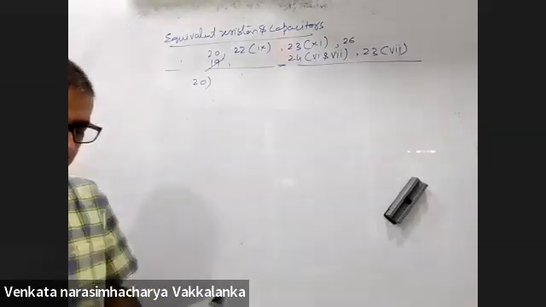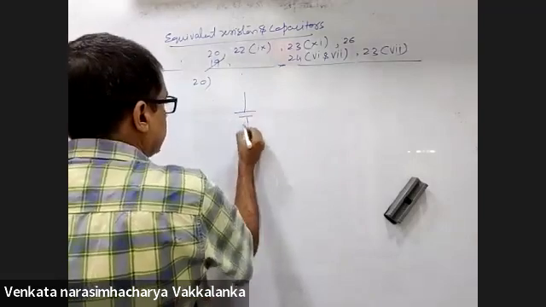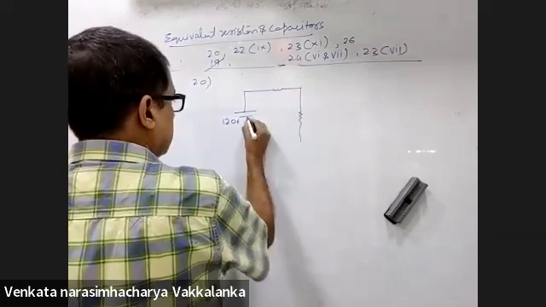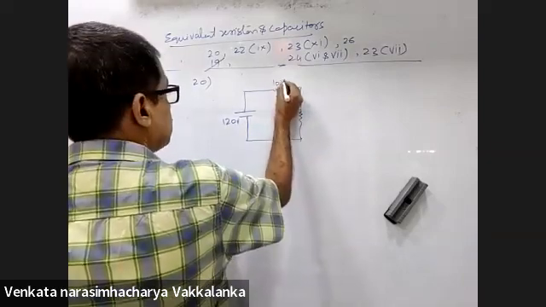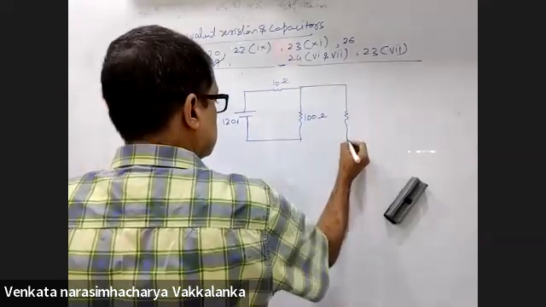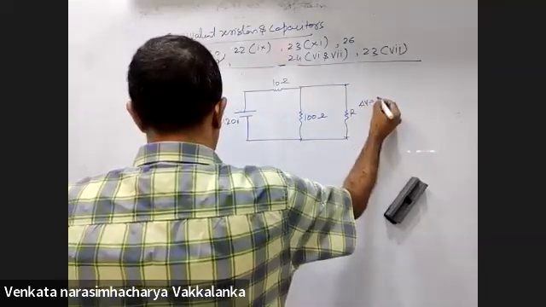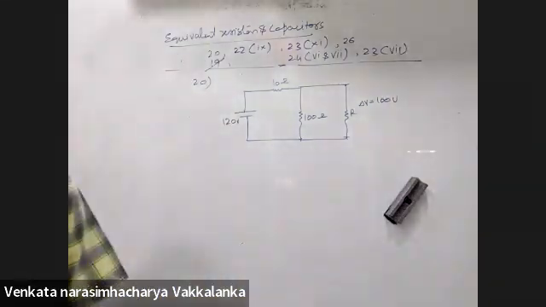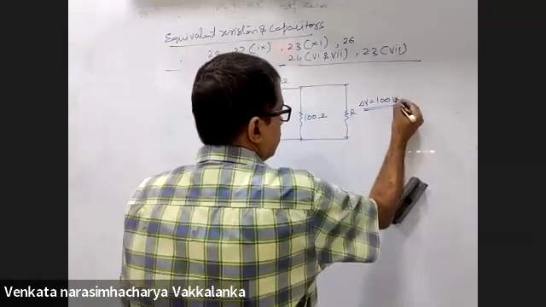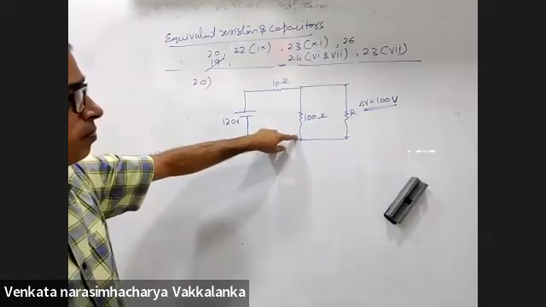Twentieth, in the given circuit, if the potential difference across R is 100, then find the value of R. Have a look at this. This is 120 volts. This is 10 ohms, 100 ohms. This is R. Delta V is equal to 100 volts. Now consider this situation. Potential difference across this and potential difference across this will be the same.